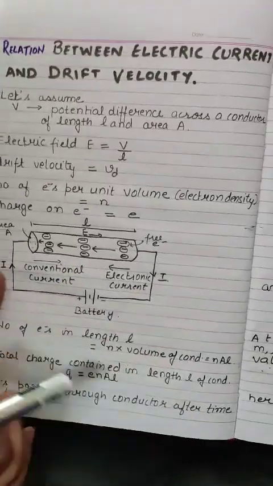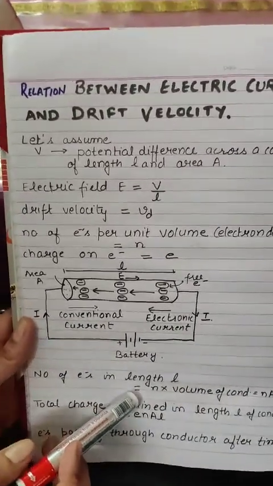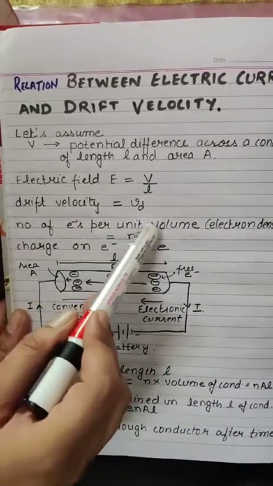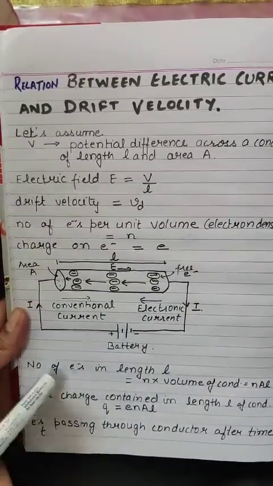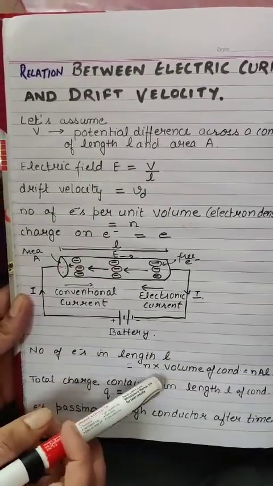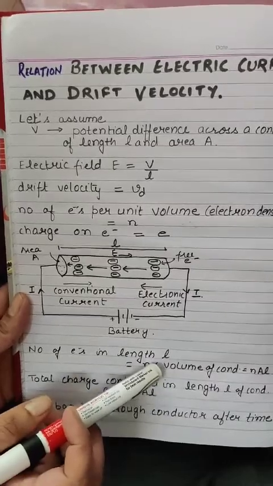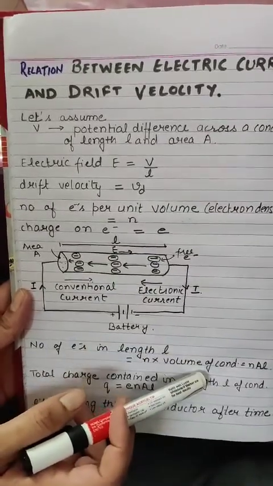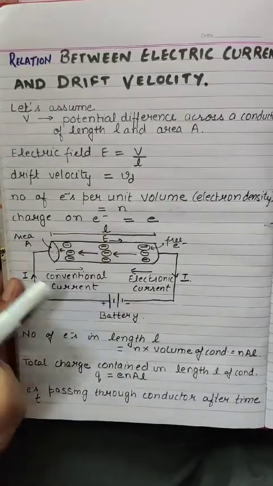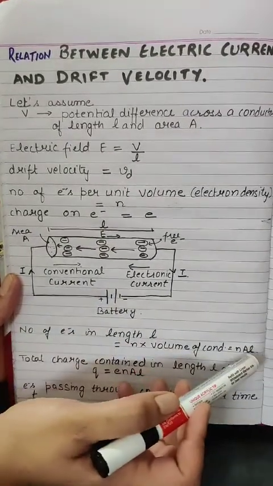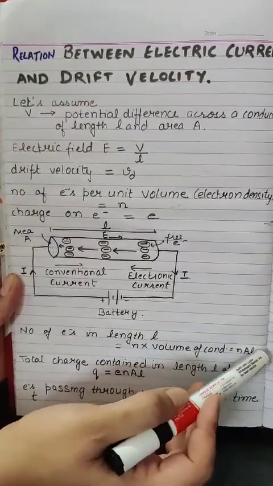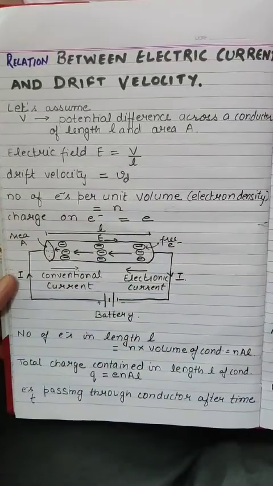Now, the number of electrons in length L, that is the total length of the conductor. Till now we have considered the number of electrons per unit volume, that is small n. Now we are talking about the number of electrons in length L. This will be equal to the number of electrons per unit volume into the total volume of the conductor. And we know the volume of the conductor is area into length. So the expression comes out to be nAL, where n is the number of electrons per unit volume and AL is the total volume of the conductor.